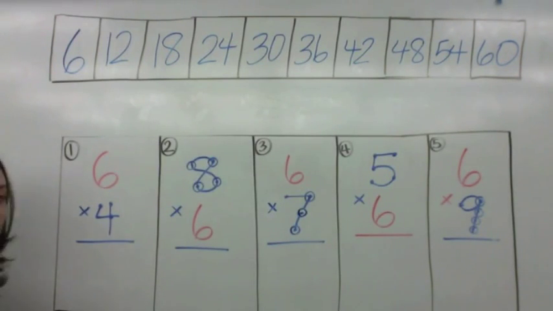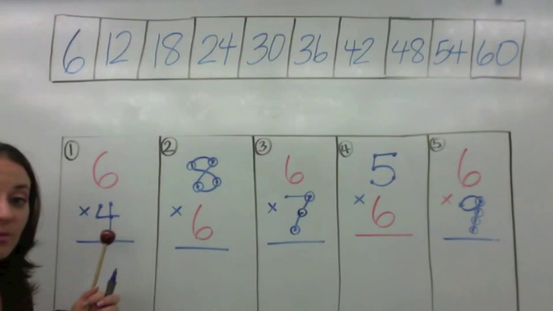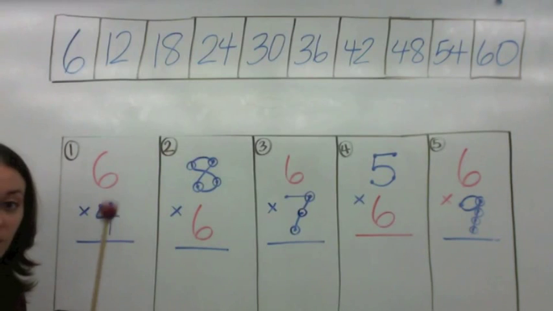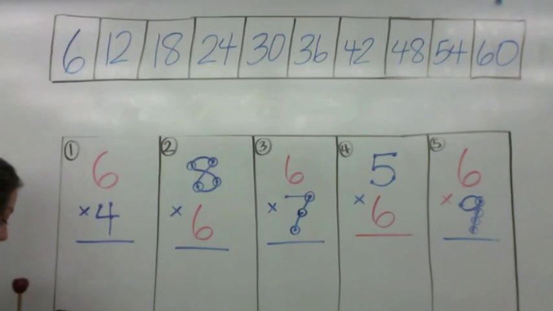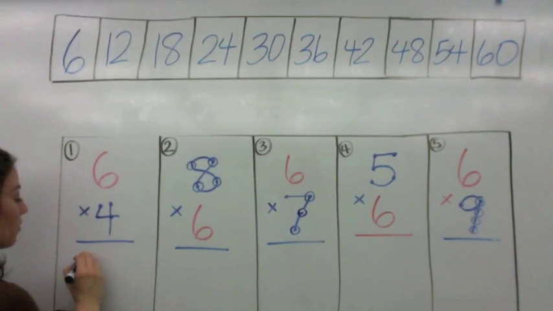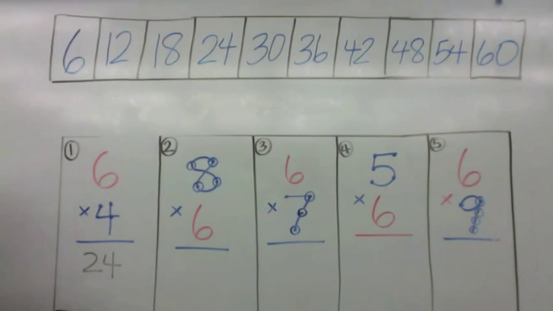Okay? So for number 1, you have 6 times 4. If you do not know that it is 24, you could say, okay, how many times do I skip count by 4? 1, 2, 3, 4, and you get to 24. Or you sing the song and you say 6, 12, 18, 24, just like that. Okay? So what is 6 times 4? Say it. 24. All right?